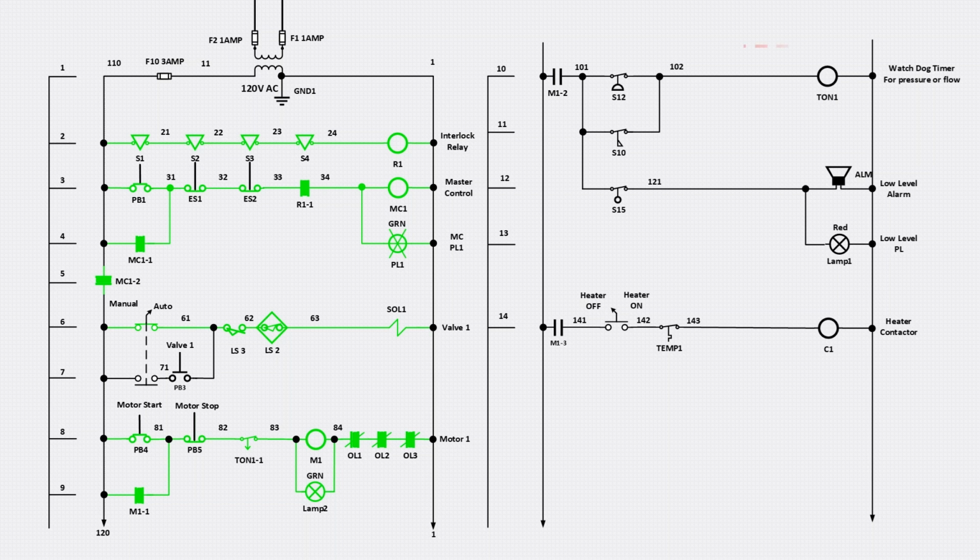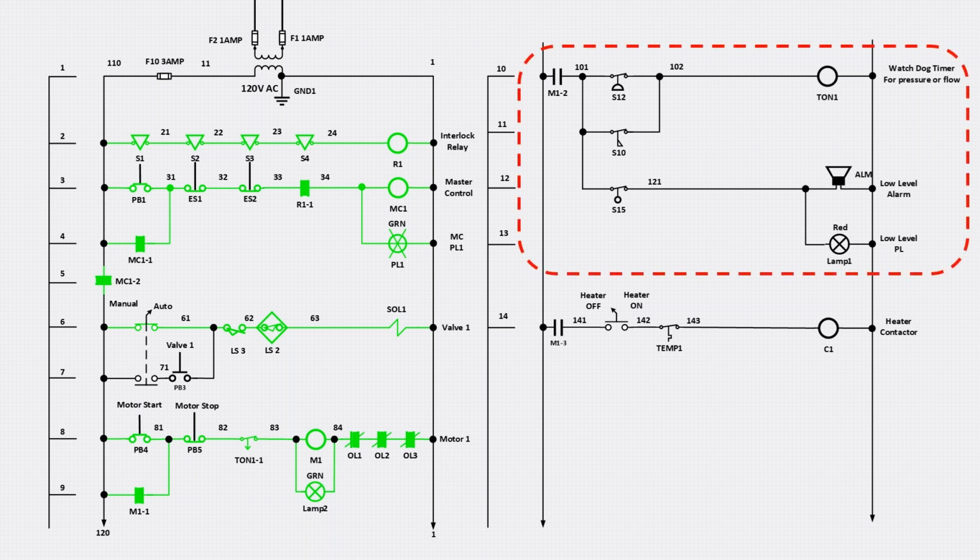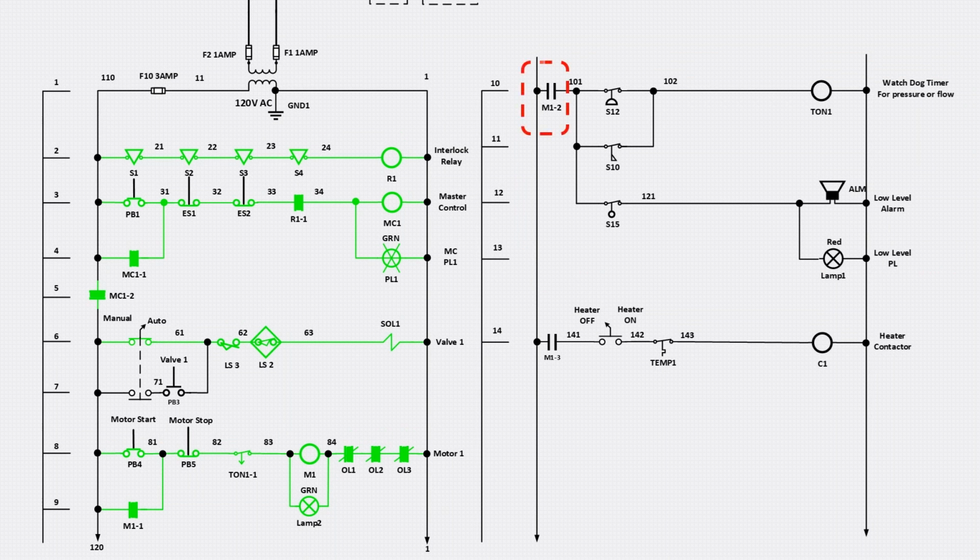Now let's look at the symbols in rung 10, which energize timer 1, the same timer whose contact we used in the motor circuit earlier. First in this rung is M1-2, the auxiliary contact from the motor starter, which indicates the motor is running. Next is the pressure switch, a normally closed contact that opens when pressure reaches a set point. Then we have a flow switch, also normally closed, which opens when flow is detected. The flow switch is wired in parallel with the pressure switch.